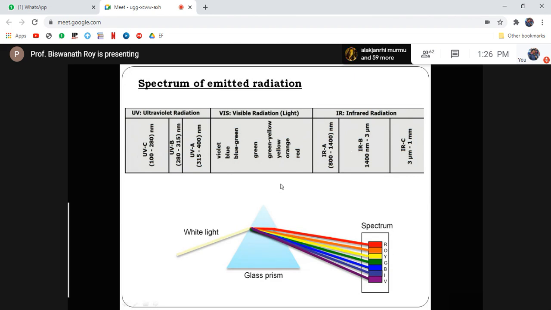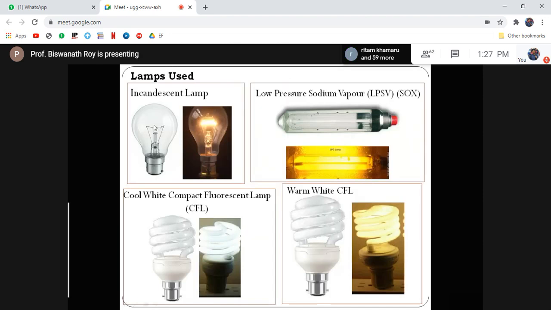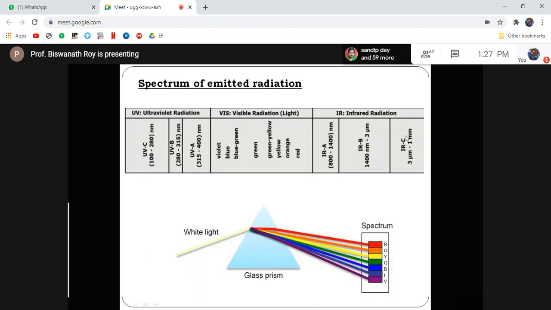The light source primarily emits visible radiation the most, but it depends on the type of the light source. For example, if we consider the incandescent lamp, we will see that the maximum radiation goes to the infrared. A relatively small portion goes to visible radiation. Maximum goes in the infrared radiation. That's why we feel heat in the presence of an incandescent bulb.